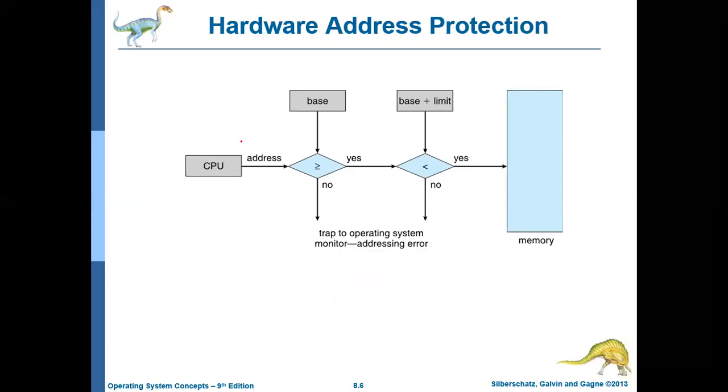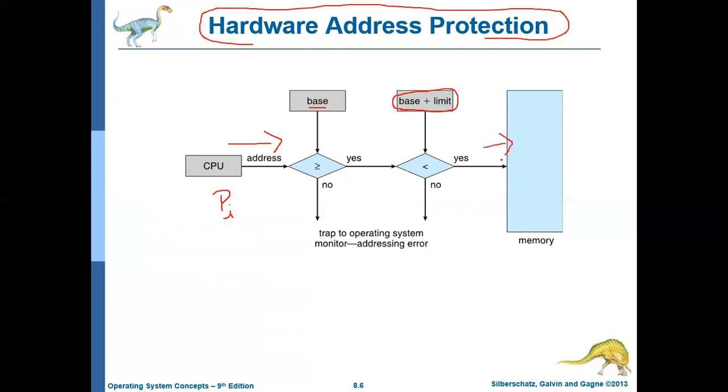Whenever the CPU says that a particular memory location should be accessed, this hardware-based address protection logic will check whether the address requested by the CPU for this particular process Pi is greater than or equal to the content of the base register or not. If yes, it will go next. Then it will check whether the address is less than the base plus limit content or not. If yes, then it can access, otherwise it cannot access.